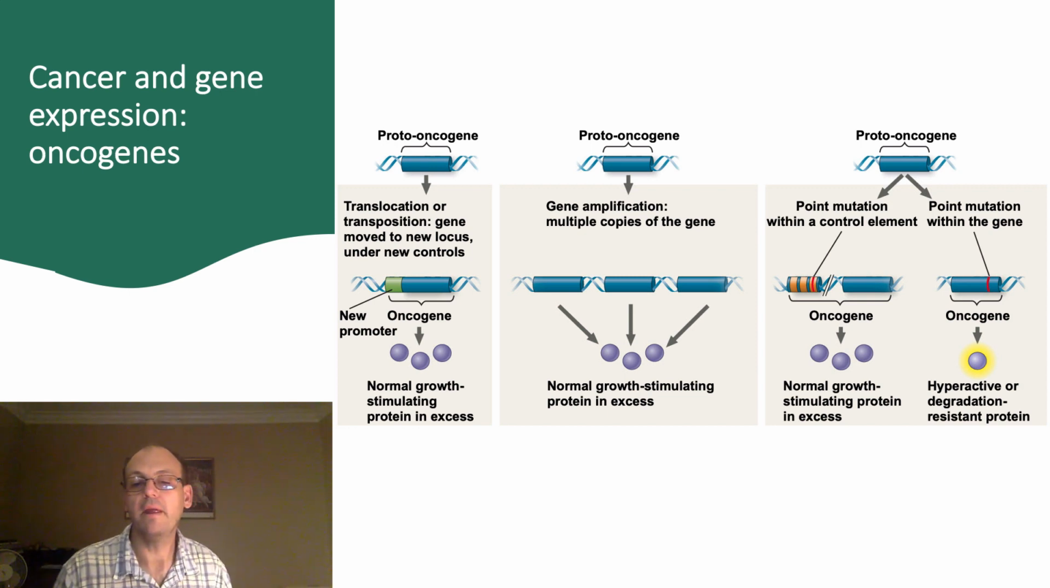Finally, there may be a mutation either in the control element or within the gene itself. When such a mutation is in the control element, more gene products or proteins are produced. When the mutation is in the gene, it may cause the protein to be particularly hyperactive or resist being degraded and therefore last longer in the cell and push the cell around the cell cycle faster.